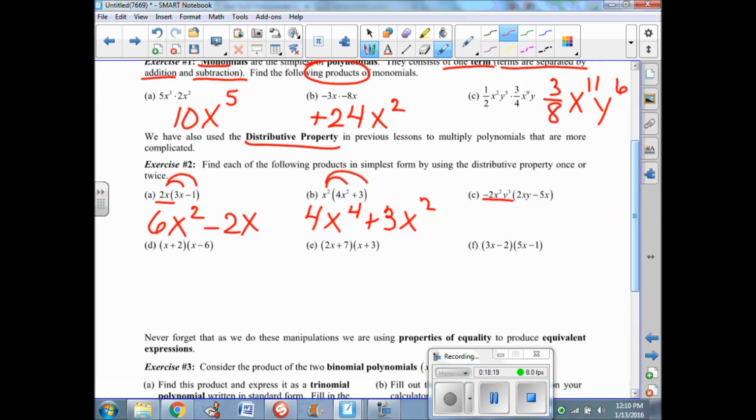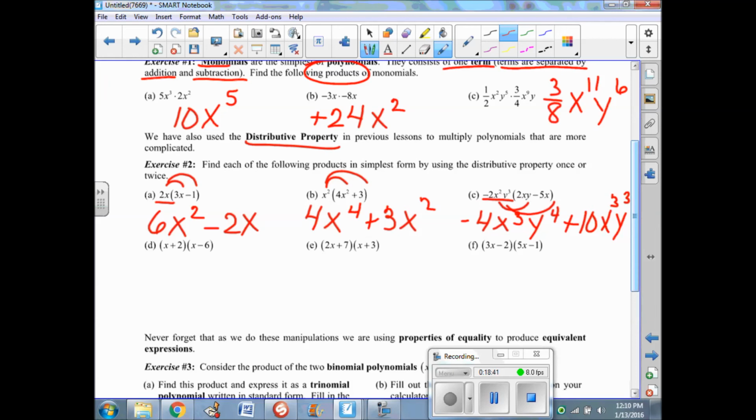All right, here's one that involves x's and y's. So negative 4x to the 3rd, y to the 4th. You might be wondering where that's coming from. Think about it. Plus 10x to the 3rd, y to the 3rd.